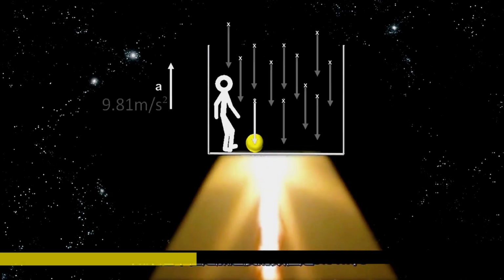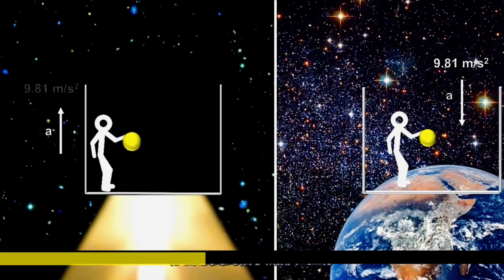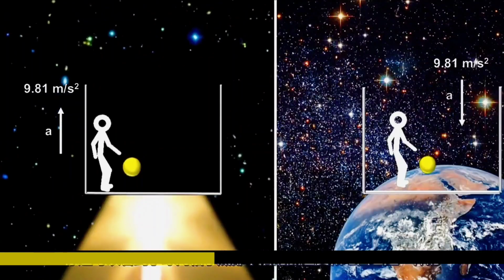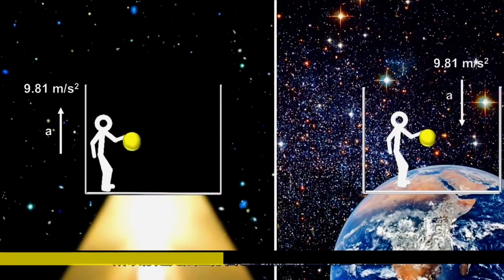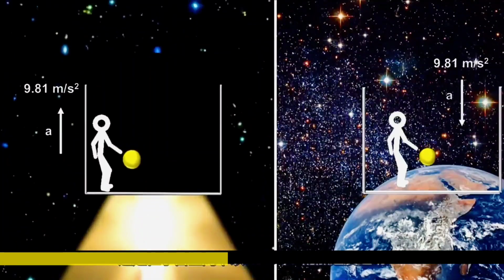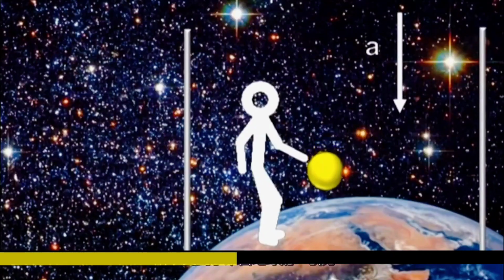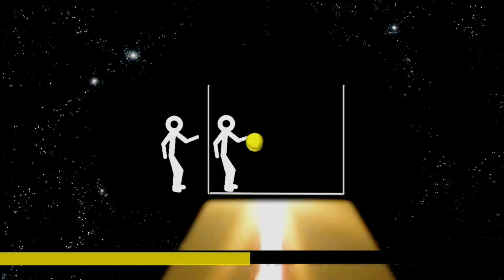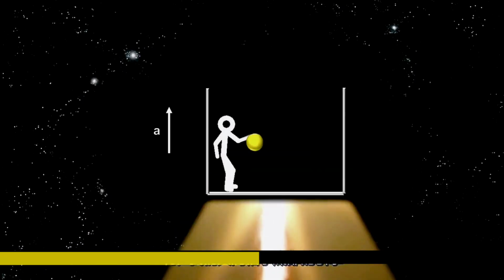You'd feel a force pulling you towards the box's floor, and the ball would fall toward it at the same rate. If that acceleration is 9.81 meters per second squared, it feels exactly like standing on Earth's surface. The pull you feel, and the ball's fall, would be indistinguishable from Earth's gravity. You couldn't tell whether you're standing still on Earth or accelerating through space at 9.81 meters per second squared. Inside the box, you might think you're feeling Earth's gravity. But someone outside would see the box accelerating upward, hitting you and the ball. There's no Earth pulling you, just the box's motion.